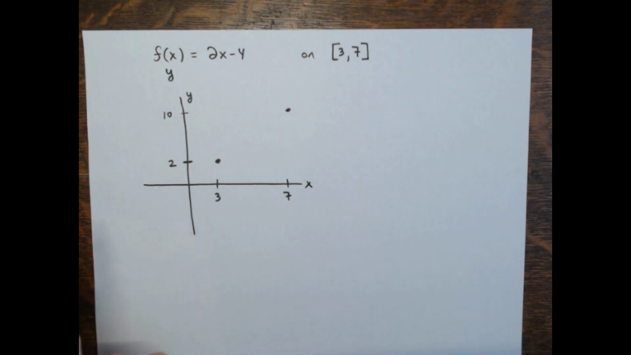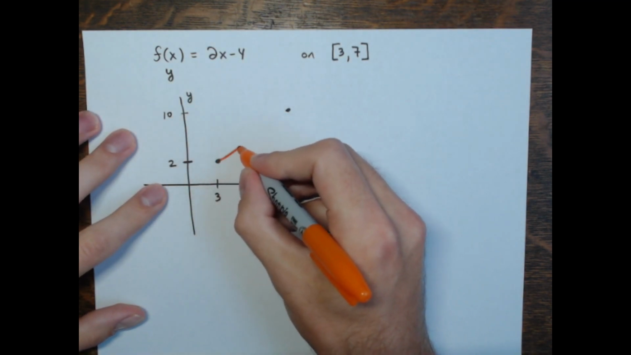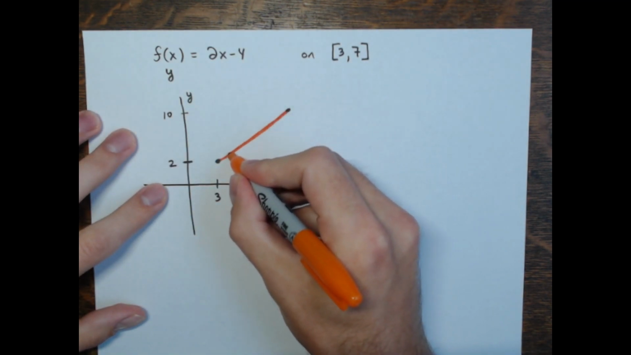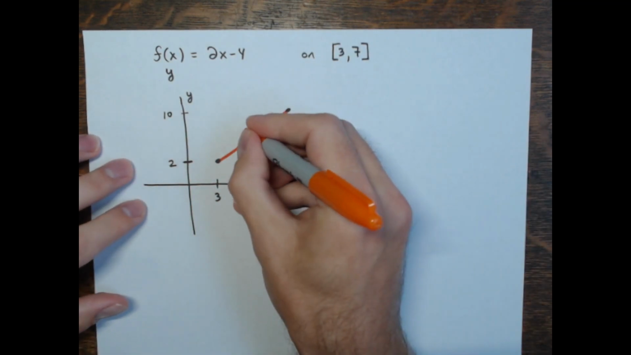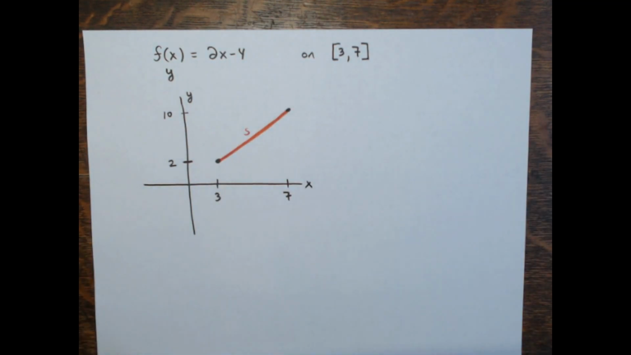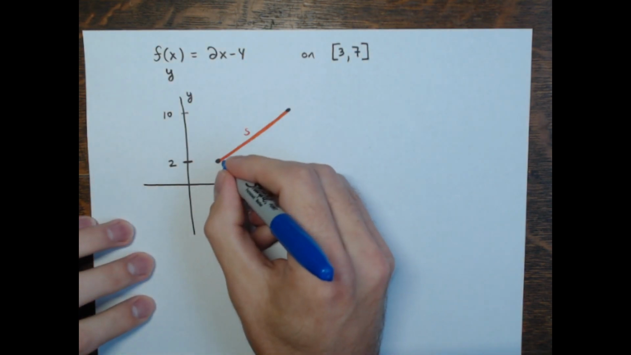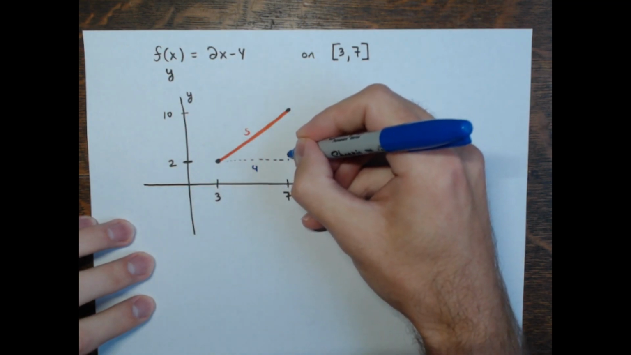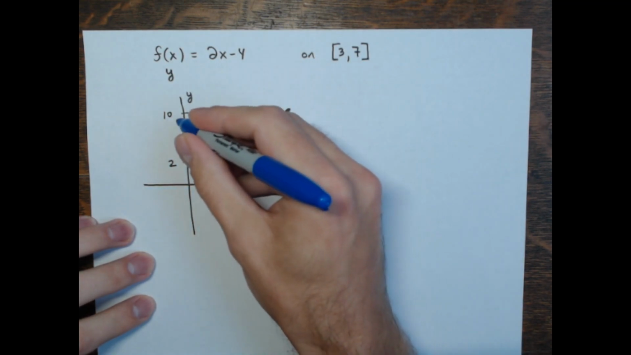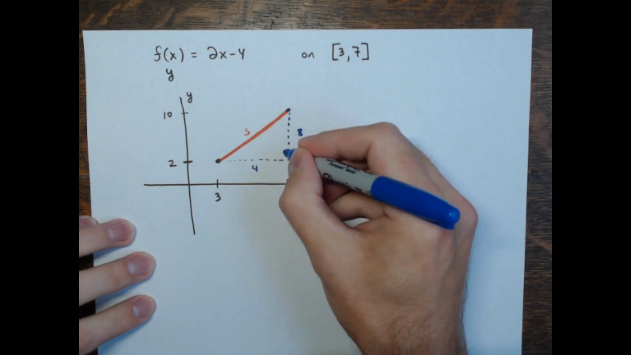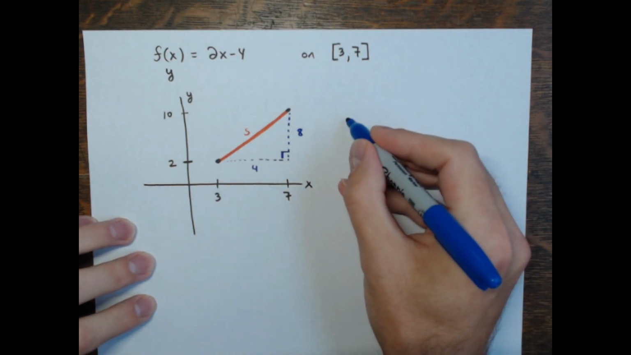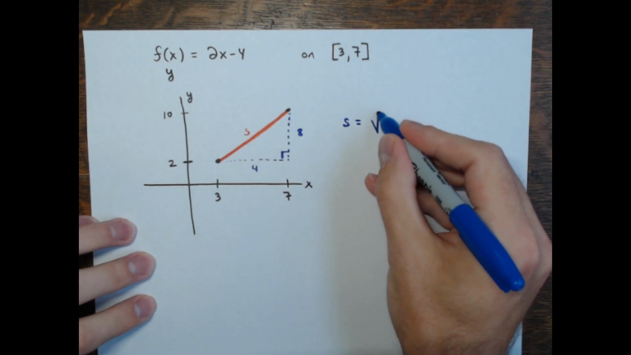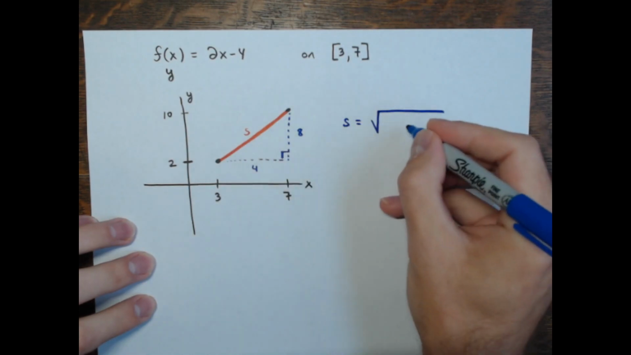And it's a linear function. So this is a straight line. Right? This is straight. And what's s, right? What's the length of that segment? Well, this is 4 units across, 3 to 7. And go straight up. This is 8 units up. Got a right triangle here. So s is the square root of 8 squared plus 4 squared, right?